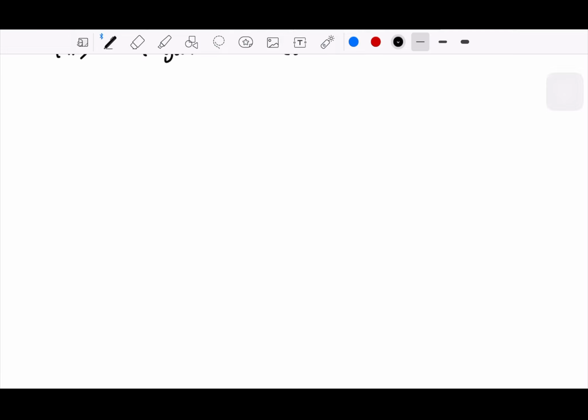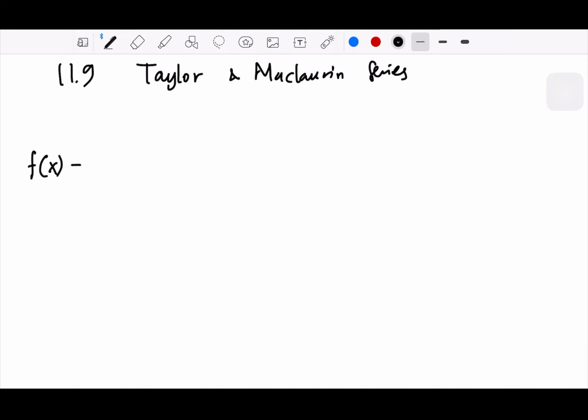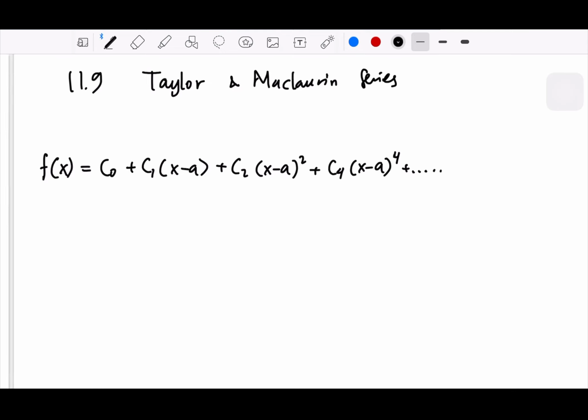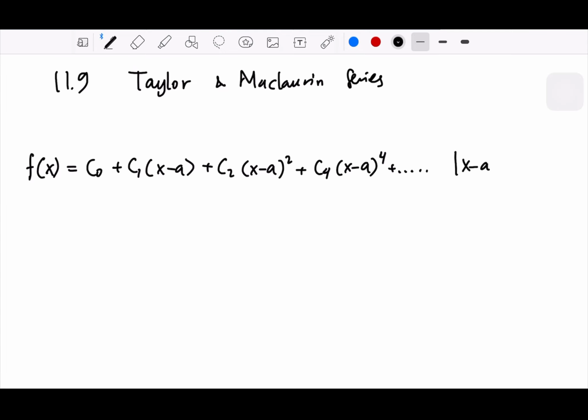So first, before we look at the theorem, let's look at the function that we have established, that is c0 plus c1 (x − a) and so on, and this |x − a| should be less than r.